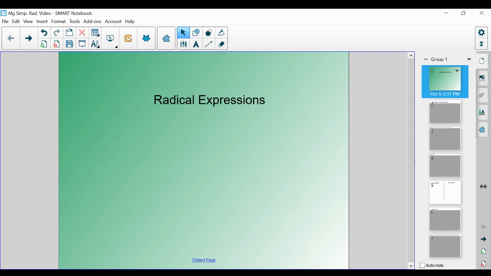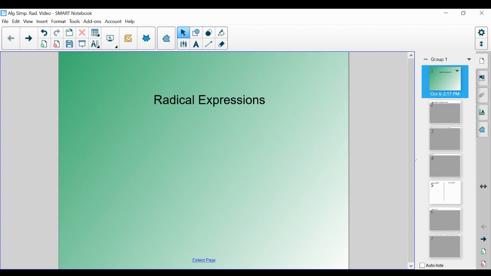If you're looking for your guided notes, this does not have a lesson number in it as the other ones do. So the other ones have 6-1 or 5-5. This one does not have a lesson number. So please look for the guided notes that are radical expressions.